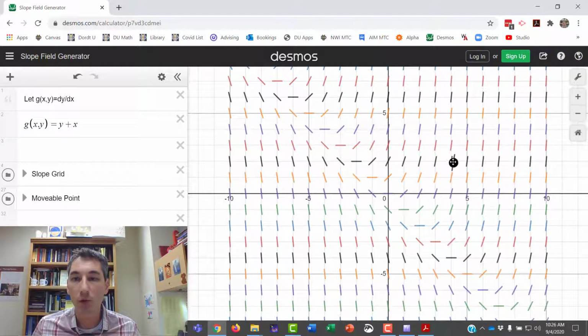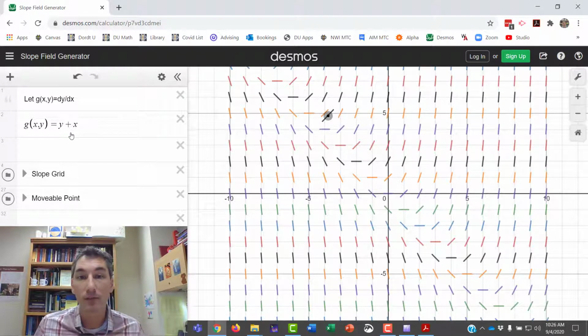And you can see for this one, well, let's go to the point (5, 5). Well, now the slope should be, if the t is 5 and the y is 5, the slope should be 10 at that point. And as I go down to, say, the point (5, 0), well, now t is 5 and y is 0, so 5 plus 0 is 5. So here you still have a slope of 5. Now, if I go to, say, this point right here, (-5, 5), well, then the t is -5 and the y is 5, so 5 plus -5 is actually 0. So you can see you've got a 0 slope at that point.